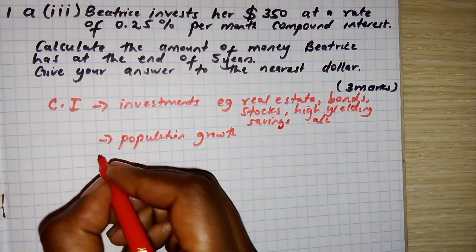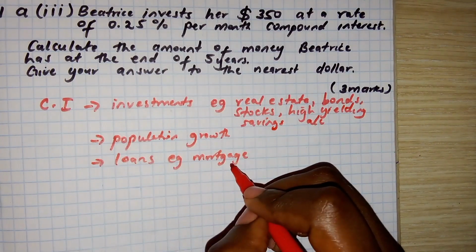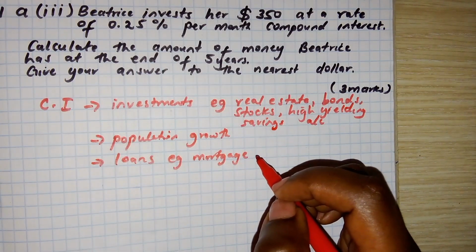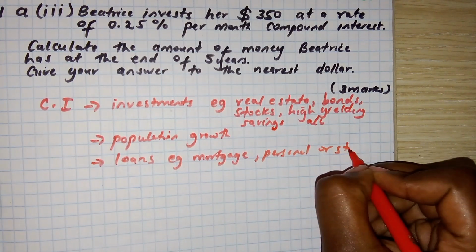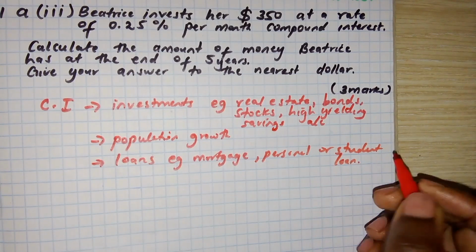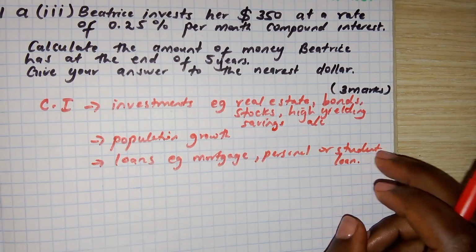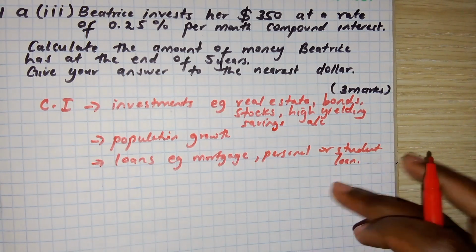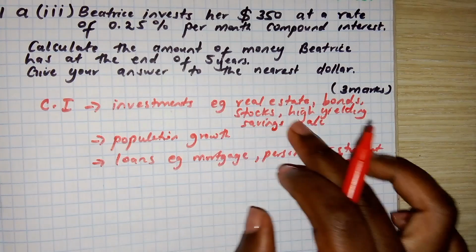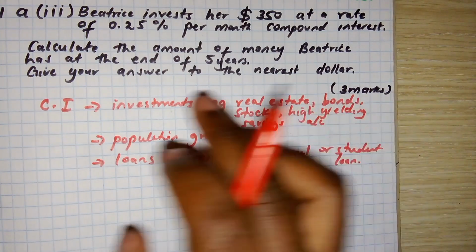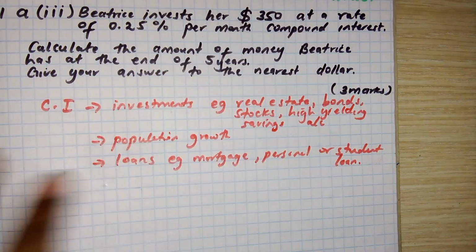Another part where you can apply compound interest is when it comes to loans. So maybe you want to apply for a loan, maybe a mortgage to buy a new house, or a personal or student loan. You realize when you borrow a student loan, after maybe 5 years, you end up paying a lot of money as opposed to the money you borrowed. So they have applied compound interest. So it's better to use compound interest when you're doing investment because you earn a higher interest on your principal amount. So those are some of the applications of compound interest.